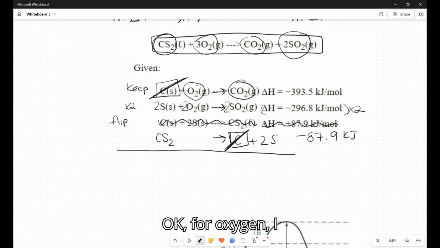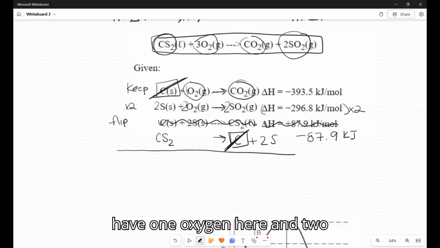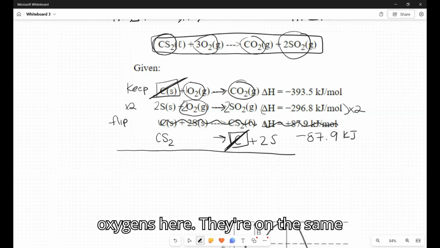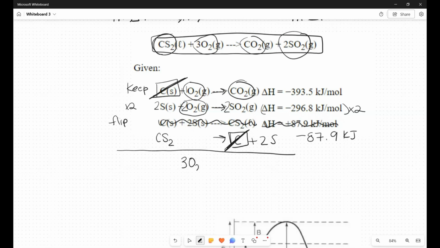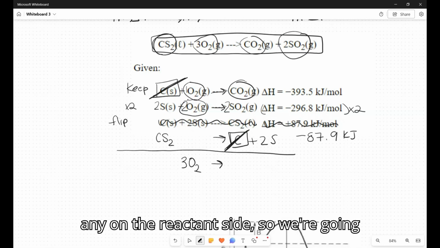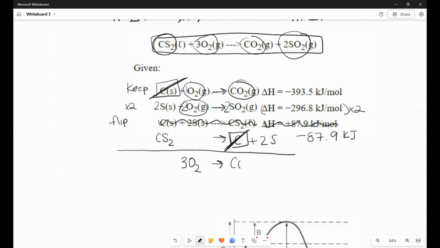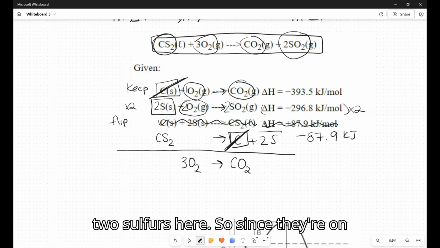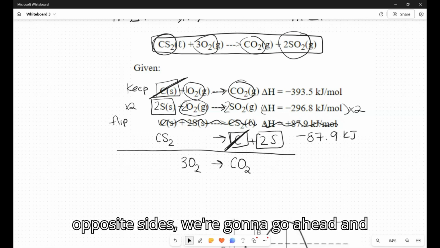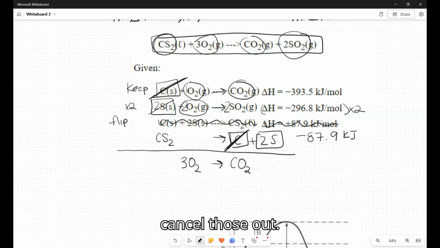Okay, for oxygen, I have 1 oxygen here and 2 oxygens here. They're on the same side, so we're going to add those up. So that's going to be 3 total oxygens. For the CO2, I don't see any on the reactant side, so we're going to bring that down. Okay, for the 2 S's, I see 2 sulfurs here and I see 2 sulfurs here. Since they're on opposite sides, we're going to go ahead and cancel those out.